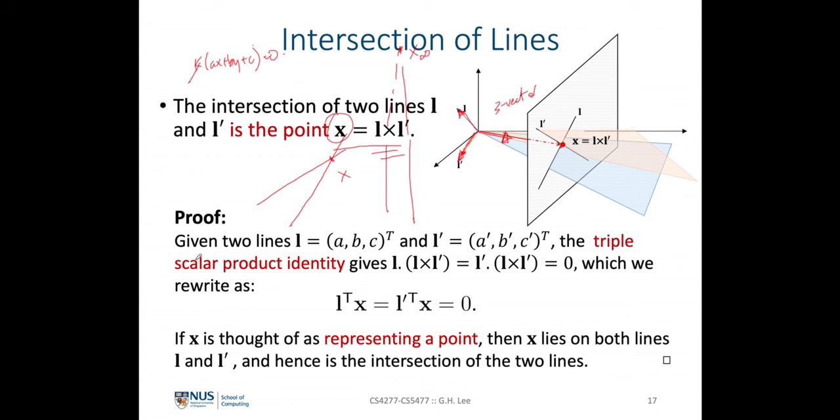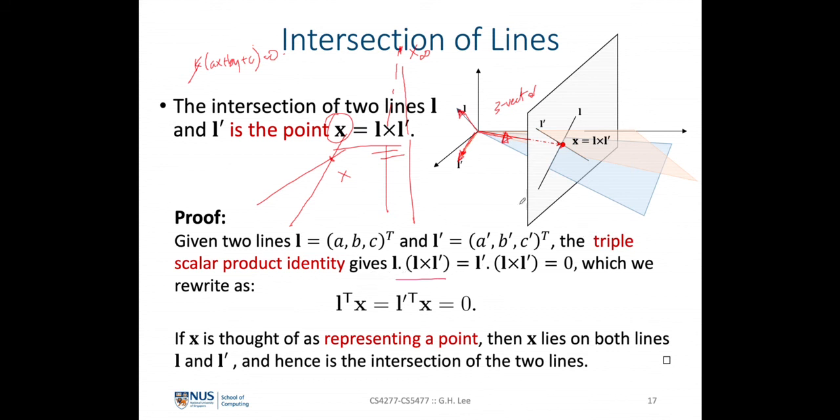Here's a mathematical proof on how this cross product works. Just now I have given you the geometric intuition behind why a point is represented as the cross product of two lines L and L prime. Now I'm going to give you a mathematical proof. Suppose that we are given two lines, L, represented as a, b, c, and L prime, a prime, b prime, c prime. The triple scalar product identity gives this.